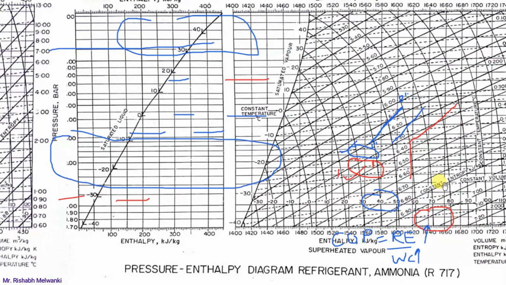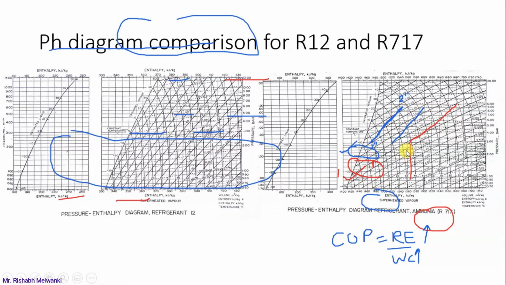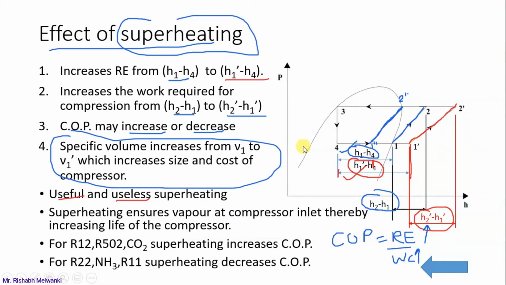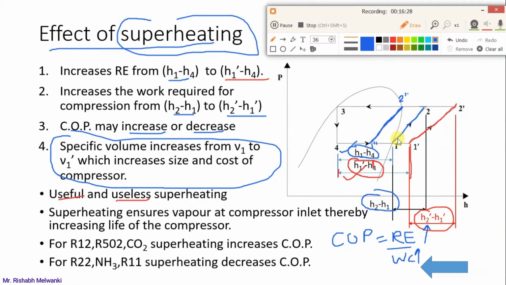And because of superheating, now let me go back to the previous slide. Because of superheating, for point 1 this will be the specific volume curve. But for point 1 dash, since it is towards the right, this will be the specific volume curve, and the specific volume increases in the downward direction. So suppose this is V dash, so what will happen?